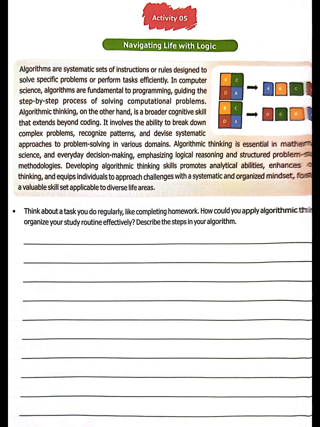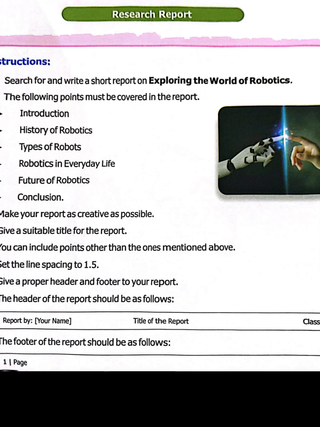And your last activity is about, in this you will make a research report on your computers or laptops. By following these things, you will make a research report on exploring the world of robotics. You will write the history of robots. First you will start with the introduction, then you will write the history. You can search these topics on the internet and then you will write the types of robots or robotics in everyday life or future of robots, and last, the conclusion, which is the result of this report.